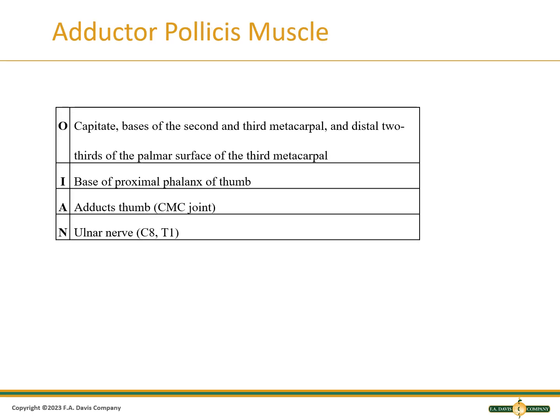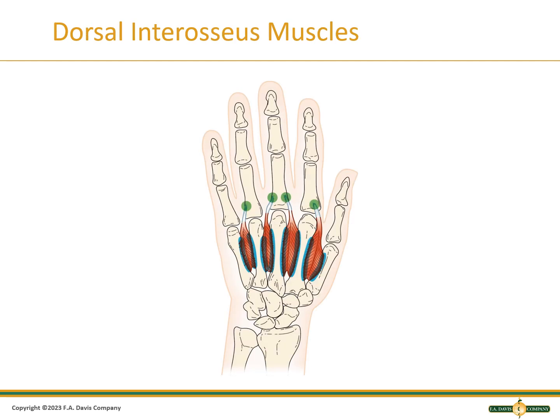Adductor pollicis, again, another muscle that's named telling us what it does. It adducts the thumb, pollicis being thumb. Adductor pollicis originates on the capitate, the bases of the second and third metacarpal, and the distal two-thirds of the palmar surface of the third metacarpal. It inserts on the base of the proximal phalanx of the thumb, and the action is to adduct the thumb at the CMC joint. It is innervated by the ulnar nerve, being on the lateral aspect of the hand.